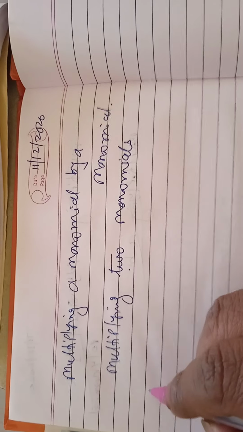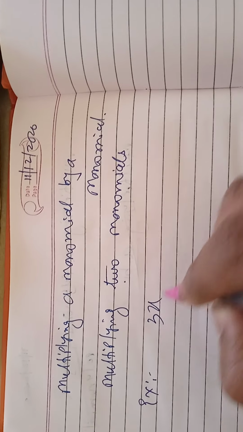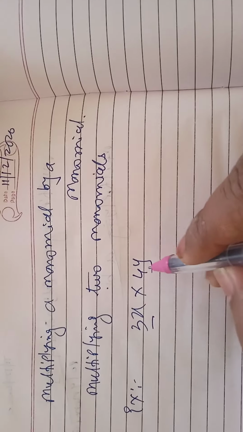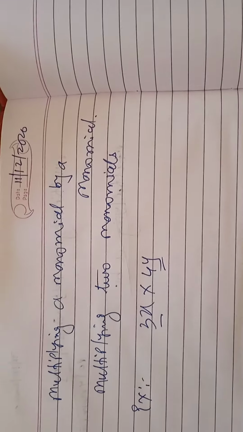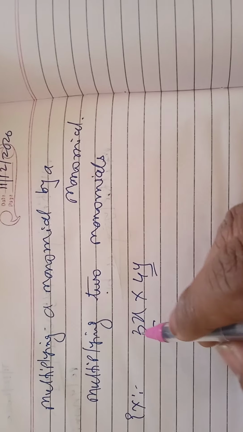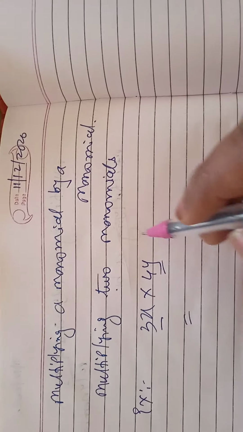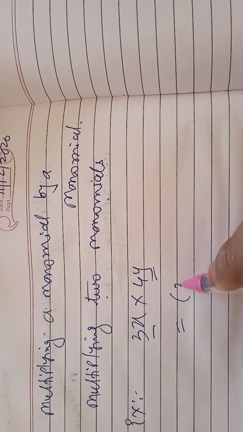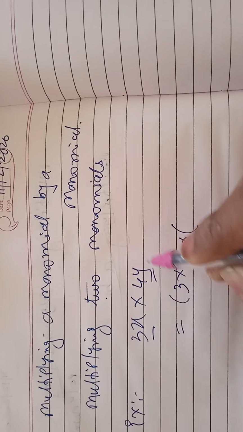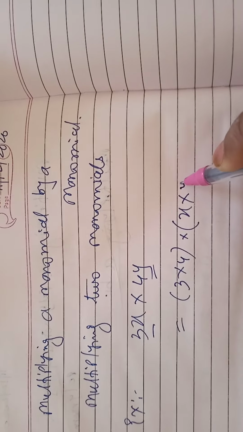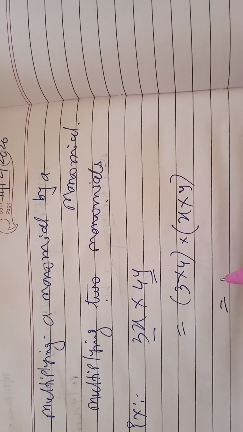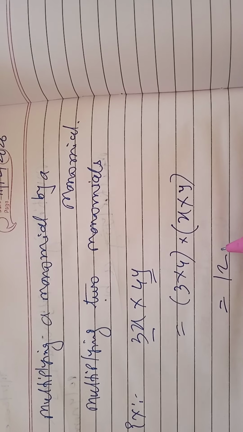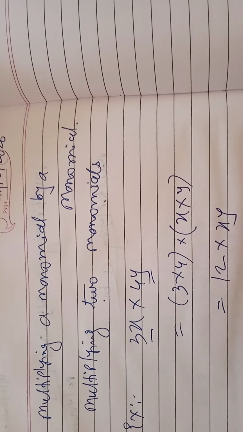Now we take examples. 3x into 4y. 3x is the first monomial, 4y is the second monomial. Now we multiply these two monomials. Here 3 is the coefficient of x and 4 is the coefficient of y. So we write the coefficients in a bracket, 3 into 4, and in the second bracket we write the variables. So 3 4s are 12, and x into y means xy, which equals 12xy.